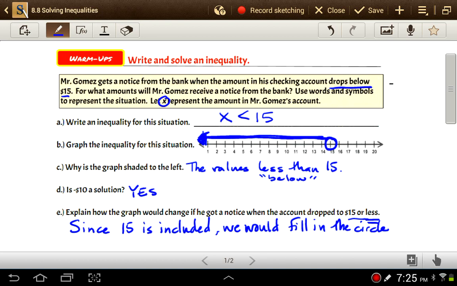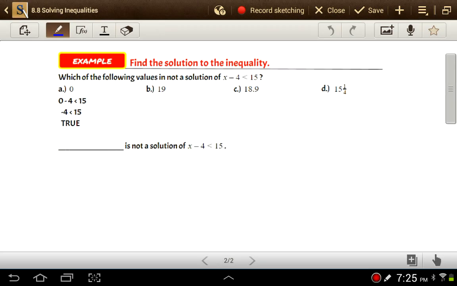Okay, now that I'm done with the warm-ups, I'm going to move on to the lesson for today. So follow along and write down these examples in your notes. In our first example, I already have that done for you. We're going to solve these inequalities by checking values to see if they are solutions or not. So I substitute 0 in. 0 minus 4 is negative 4. Is negative 4 less than 15? Yes, it is. So that's a true statement.